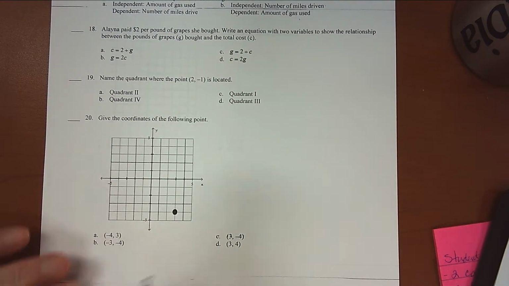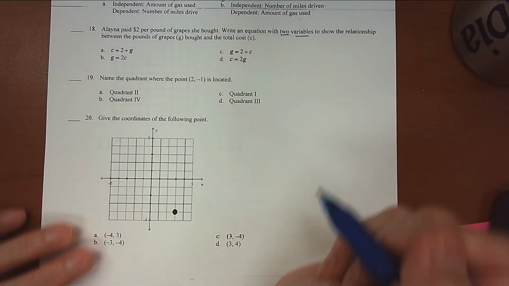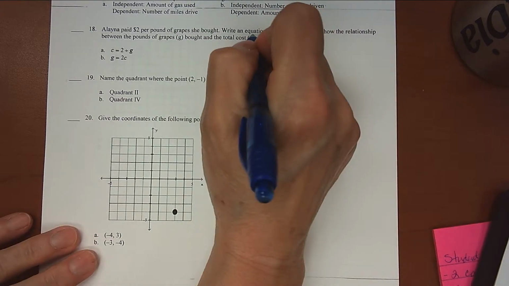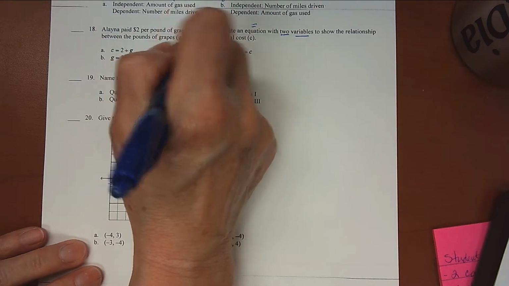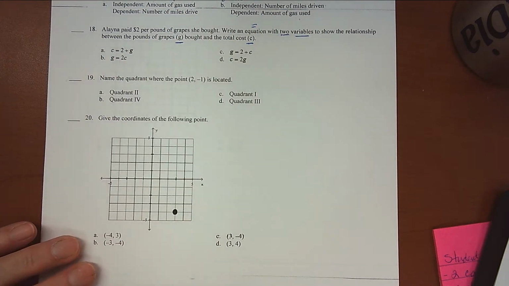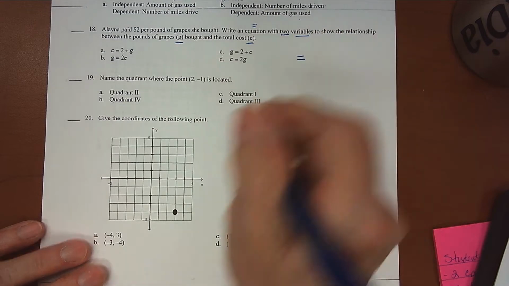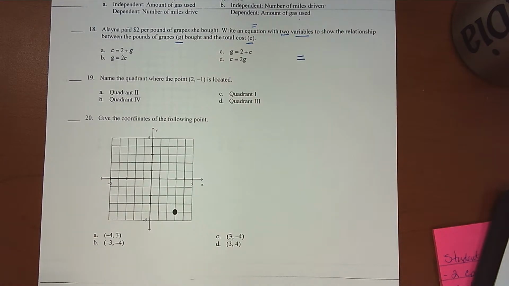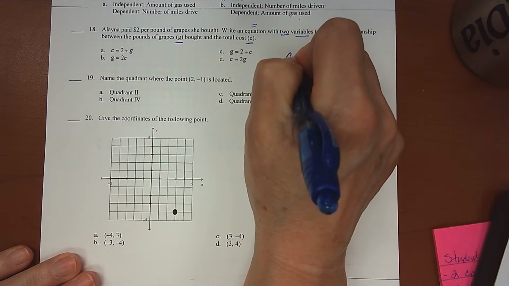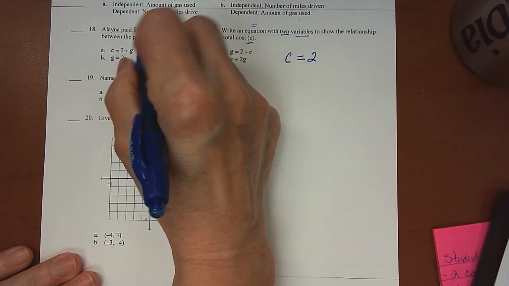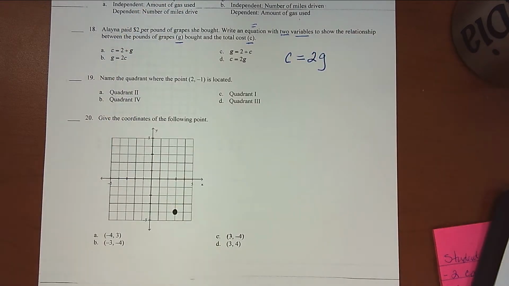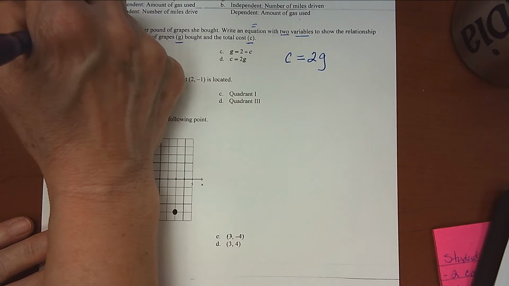Elena paid $2 per pound of grapes she bought. Write an equation with two variables. It's got to have two variables, and it's an equation, so it's going to have an equal sign. And they tell us the two variables we're going to use, a G and a C. So we're going to have an equal sign, a G, and a C. Write an equation with two variables to show the relationship between the pounds of grapes bought and the total cost. So our cost equals $2 times the pounds of grapes we buy. And so we're looking at D there.